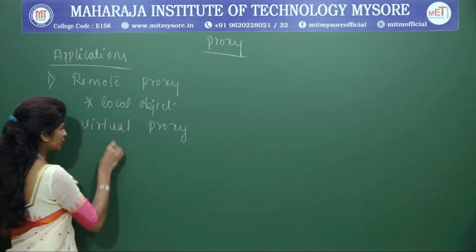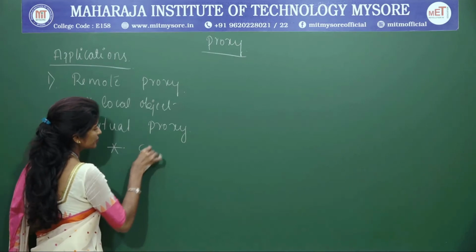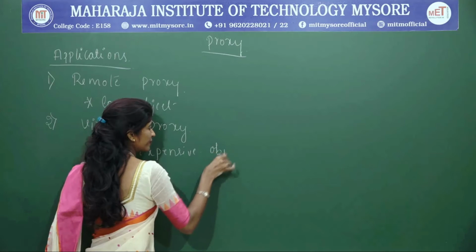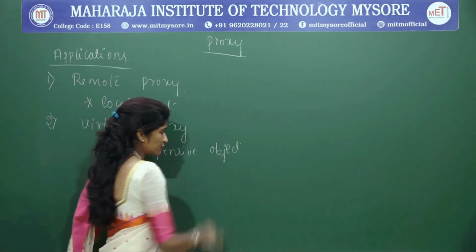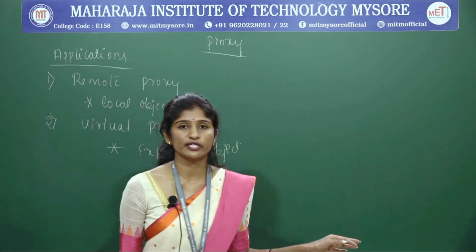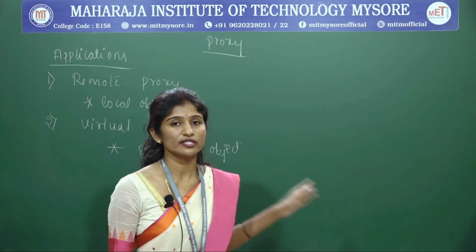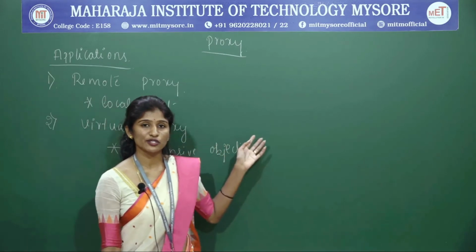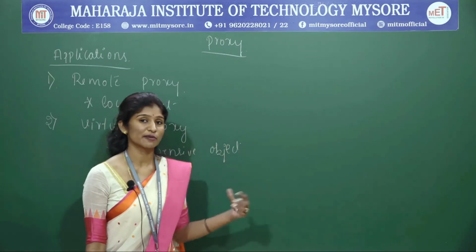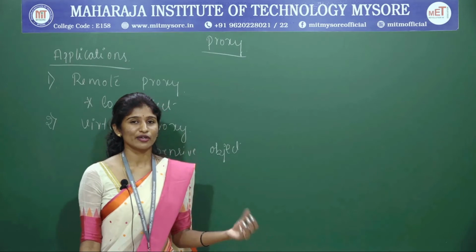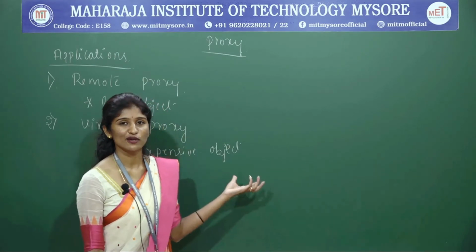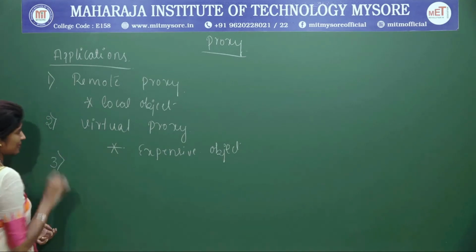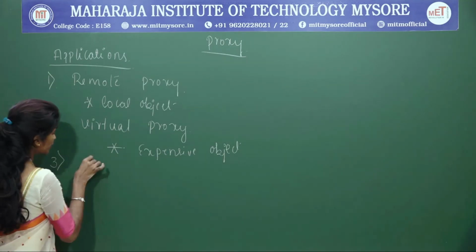So which gives the expensive object. When you feel the object creation is expensive or the operations of that particular object are expensive, you can go with this proxy, that is a virtual proxy, which provides you the creation of the expensive objects, okay. So when you have a demand, it will give the solution for you, okay.